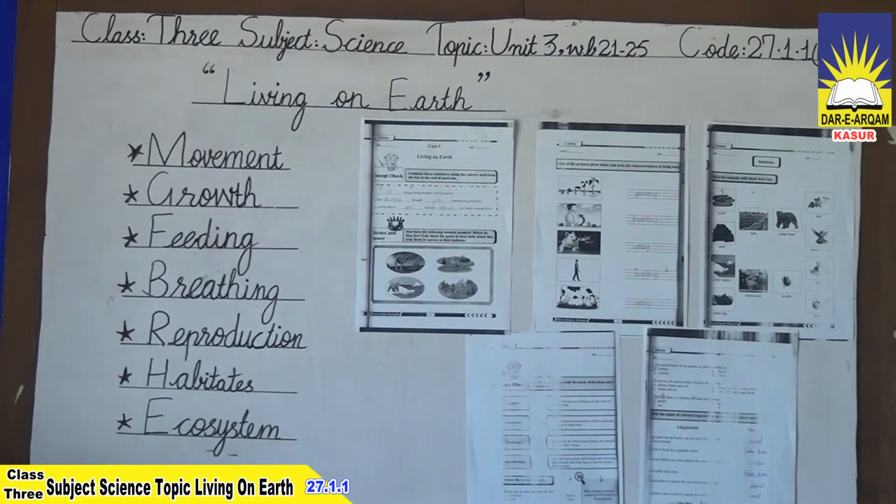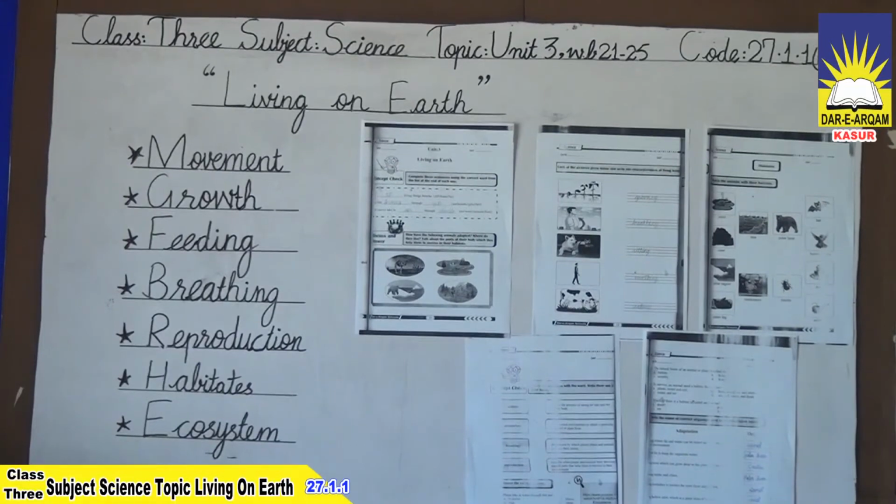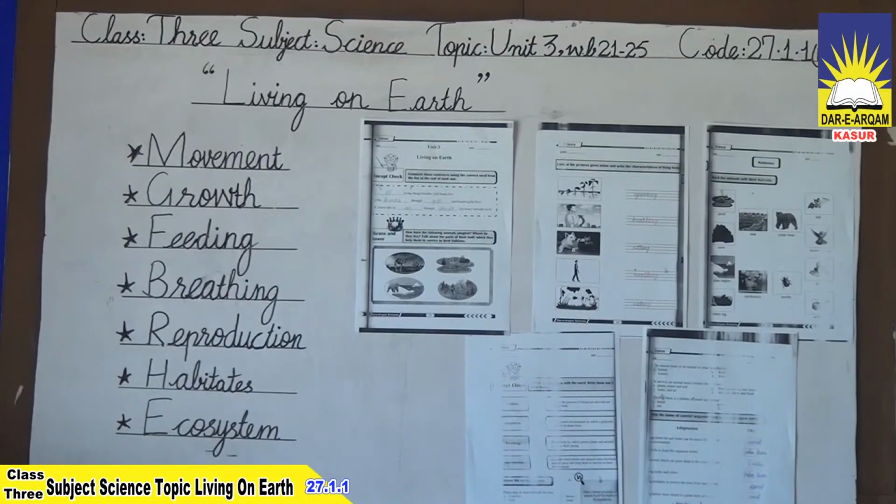And the last one is ecosystem. This is the system in which living things and non-living things interact with each other. So this is known as an ecosystem.